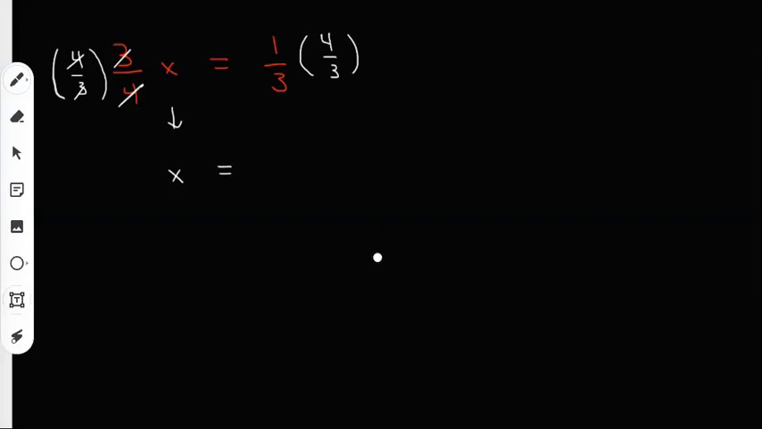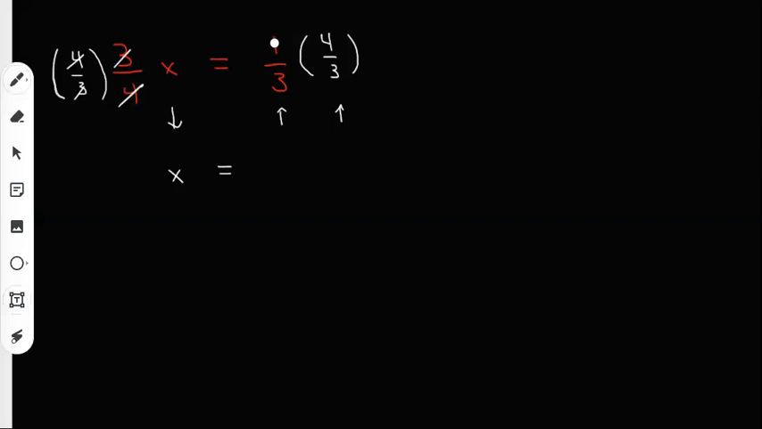And then on the right side, that's where all the numbers end up, and I have to do all the math on the right side. So what's going on the right side? Well, I have 1/3 right here, and I have 4/3 right here. We're multiplying two fractions together. So I'm going to multiply the tops together, and I'm going to multiply the bottoms together.